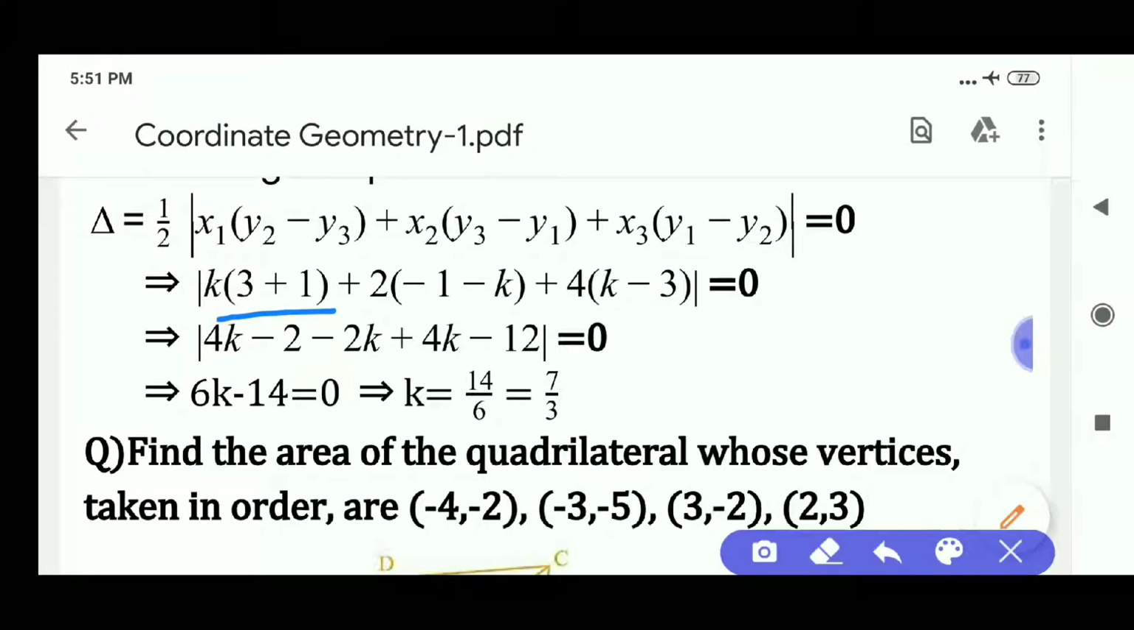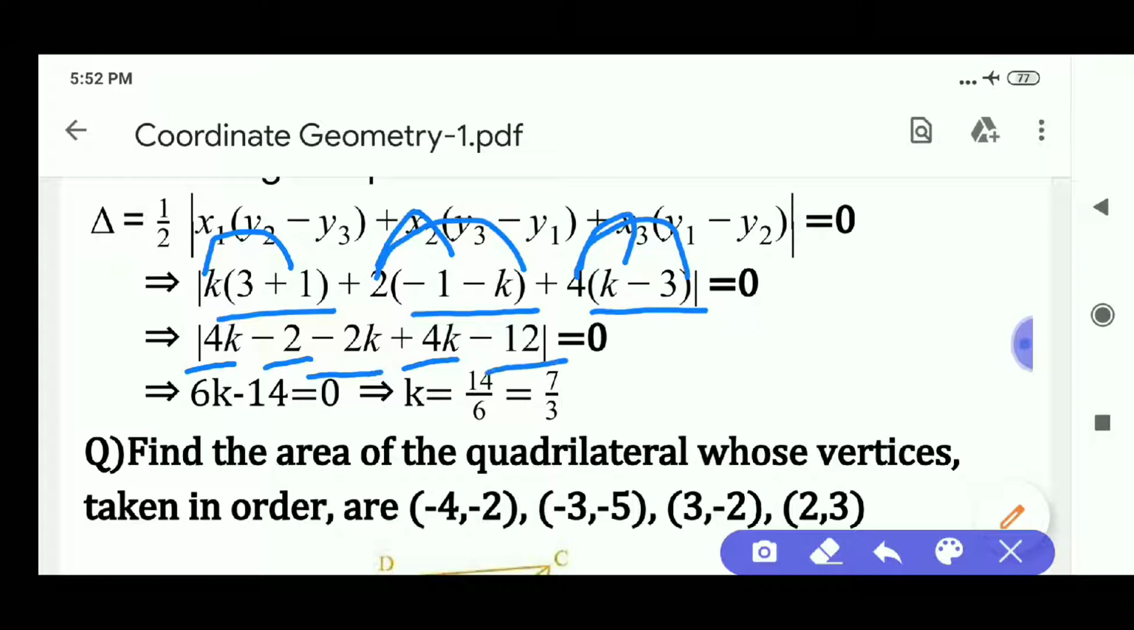3 plus 1 is 4. 4 into k is 4k. Here inside the brackets both are unlike terms, so we cannot simplify. So multiply with 2 to minus 1 is minus 2, and 2 into minus k is minus 2k. Similarly, these are unlike terms, so we cannot simplify. So multiply with 4: 4k, and 4 into minus 3, minus 12, is equal to 0.